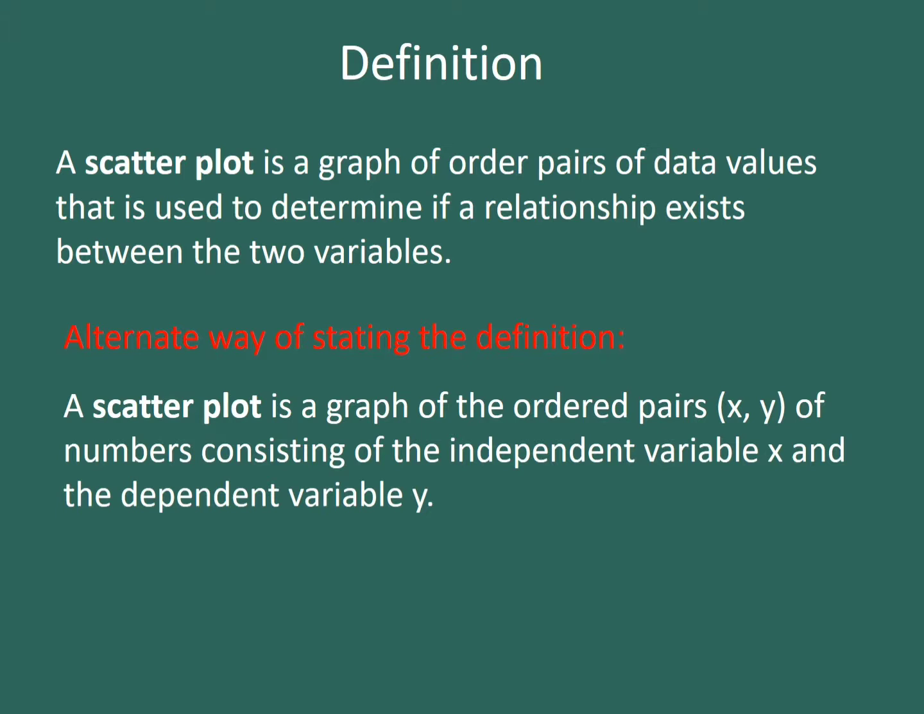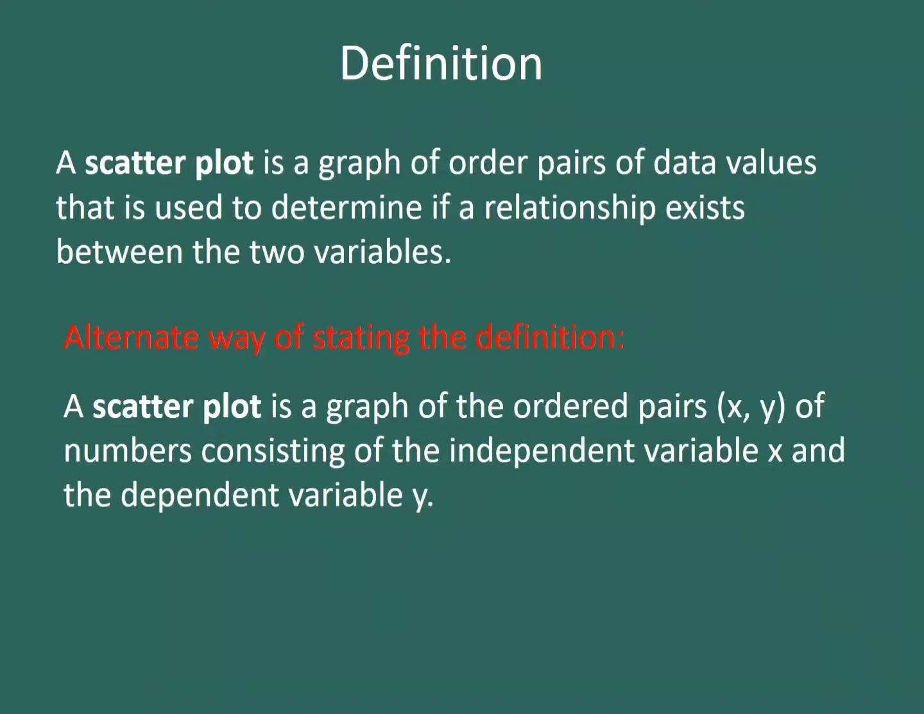Alright, so definition of a scatter plot. A scatter plot is a graph of ordered pairs of data values that is used to determine if a relationship exists between the two variables. So we're going to have two separate variables, an independent variable and a dependent variable, and we're going to see if there's a relationship between the two that connects them. So we're going to see if there's a correlation between the two.